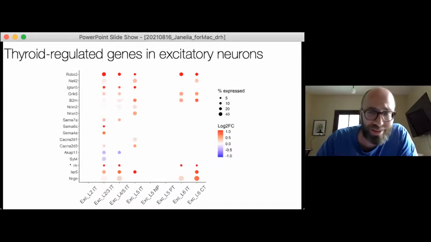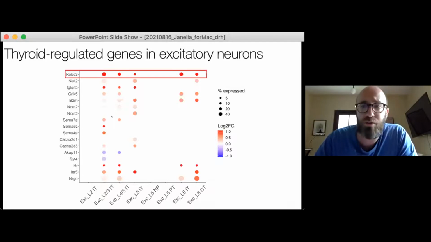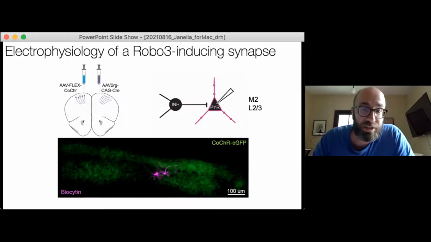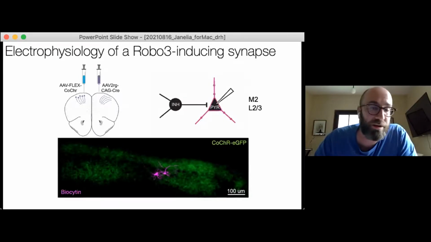I could spend all day on this slide, but for the purpose of this talk, I'll single out a single gene, ROBO3, which is the top upregulated gene in excitatory neurons in the hyperthyroid state. ROBO3 is a single pass transmembrane protein, which has been extensively studied in the context of development, where it's critical for axon guidance. So given the induction of ROBO3 and axon guidance pathways more generally in cerebral cortex with hyperthyroidism, we hypothesized that changes in synaptic connectivity and function could occur.